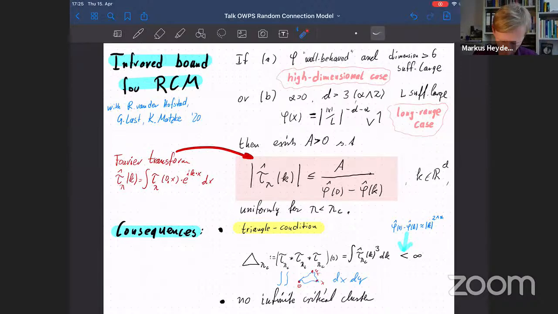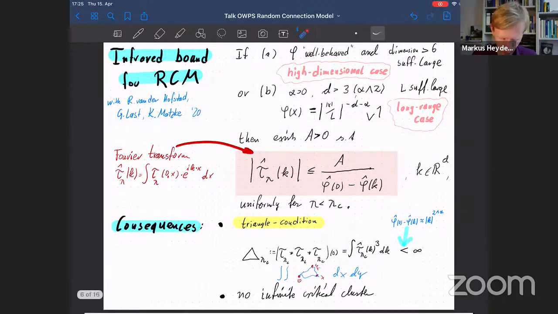So that is finite. So this in particular means that there's no infinite cluster at criticality. That's one of these questions about percolative systems in general. If you are at the critical point, is there an infinite cluster or not? And here we already see it's not, because if there was one, that would mean that tau would not go to 0, and that would mean that this could never be finite.